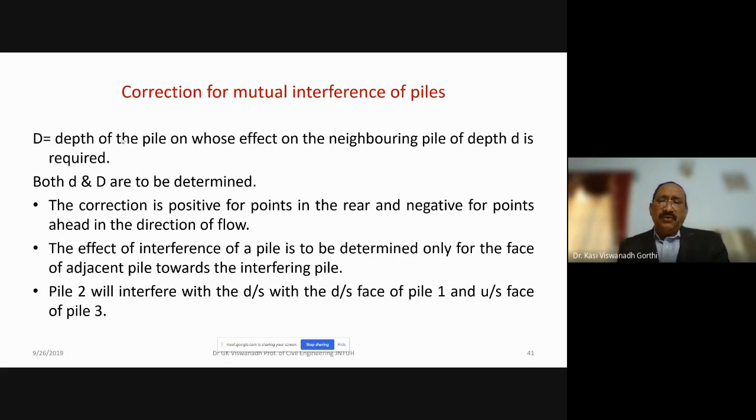The correction is positive for the points in the rear and negative for the points ahead of the direction of flow. We are calculating from 2 to 1, it will be positive. From 2 to 3, moving ahead, it will be negative. So the effect of the interference of a pile is to be determined only for the face of adjacent pile towards the interfering pile. So you can't take 1 to 3. There is no interference. 1 to 2, then 2 to 1, then 2 to 3 and 3 to 2. So pile 2 will interfere with the downstream face of pile 1 and upstream face of the pile 3.